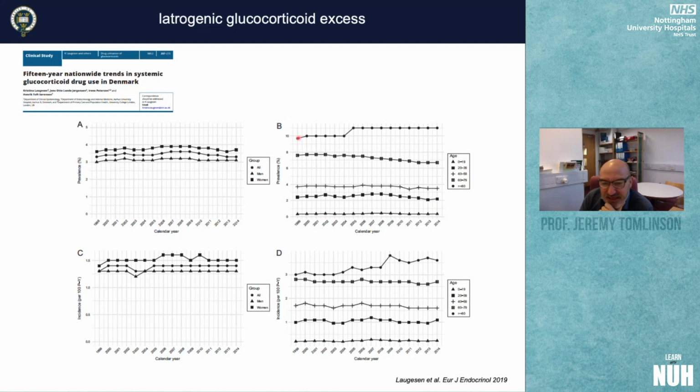However, when you divide it by age, what you can see is that in those patients above 80, the dots up here, up to 10% of patients are using glucocorticoid, and there does appear to have been a little bit of an increase around the early 2000s, such that now about 11% of the population of Denmark over the age of 80 are using steroids. And again, that's also reflected in the incidence. So in the elderly, in the bottom graph D here, you can see that there perhaps is a trend to more new users of glucocorticoid, 3 to 4% on average per 100 person years.